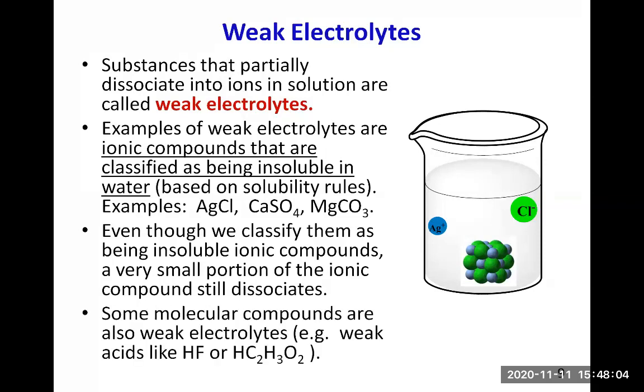Some molecular compounds are also weak electrolytes. For example, weak acids like HF, hydrofluoric acid, or HC2H3O2, which is acetic acid. These are also called weak electrolytes because they are weakly dissociating into H+ ions and F- for hydrofluoric acid, or H+ and C2H3O2-, the acetate ion, for acetic acid.